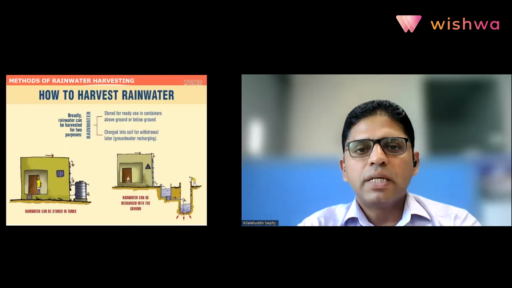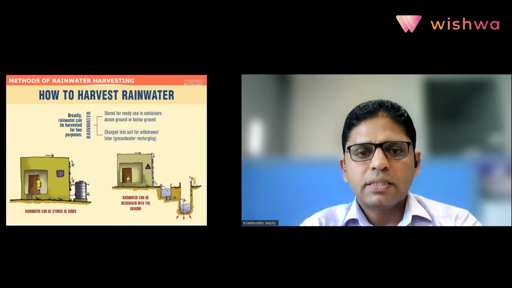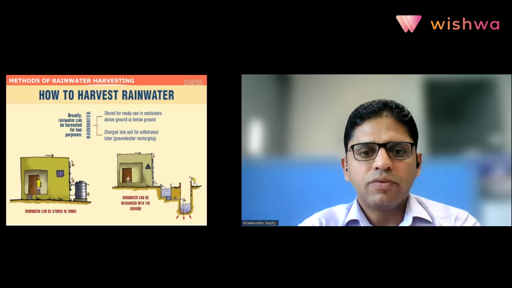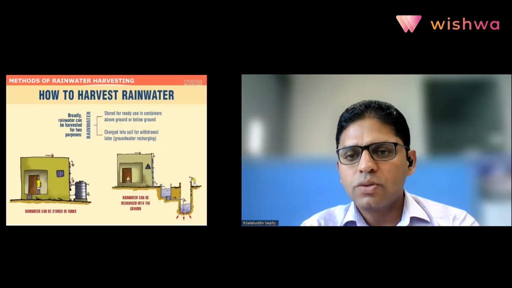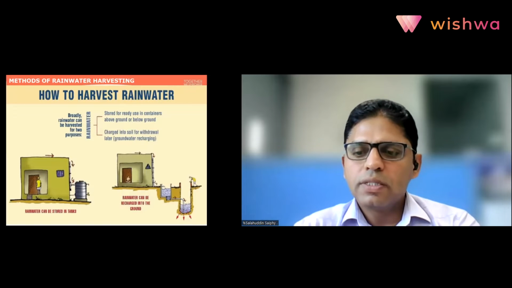So rainwater harvesting can be done simply by two techniques, two methods basically. First is storing it in some storage tanks and using it directly, or putting it back into the soil, back into the earth, so that it becomes part of our aquifers, and you can use it later through open wells, through tube wells or bore wells.